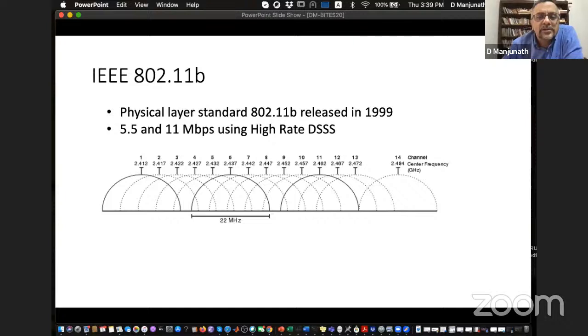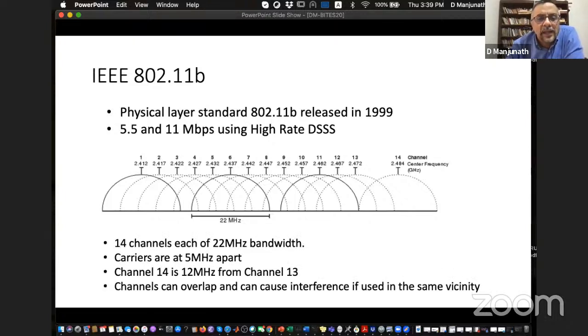The other thing about this was that there were about, I think, 14 channels available for use. Mind you, in the same area multiple access points could be residing, multiple wireless networks could be residing. So to be able to separate them out, you had 14 channels.